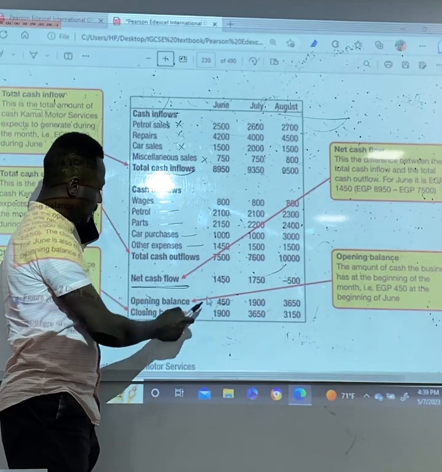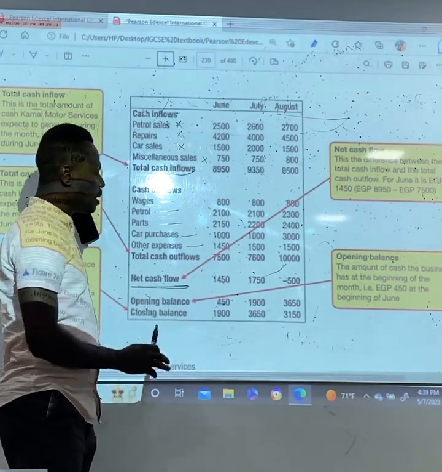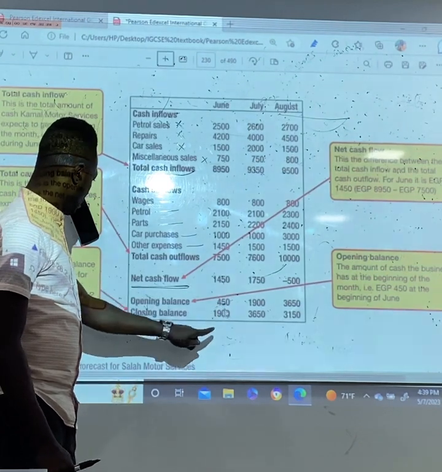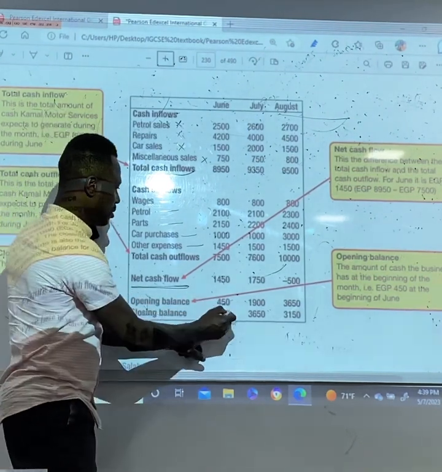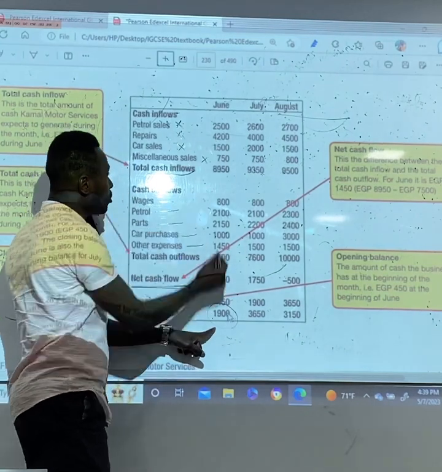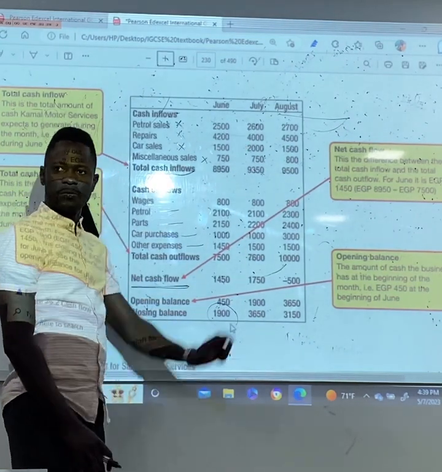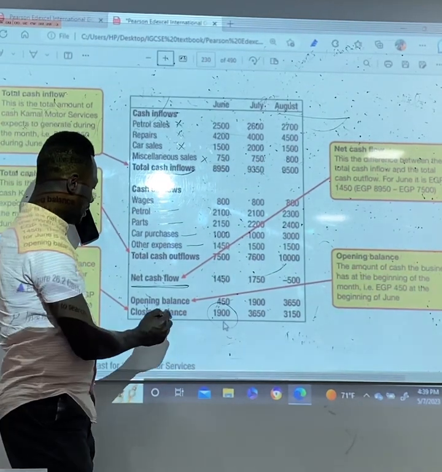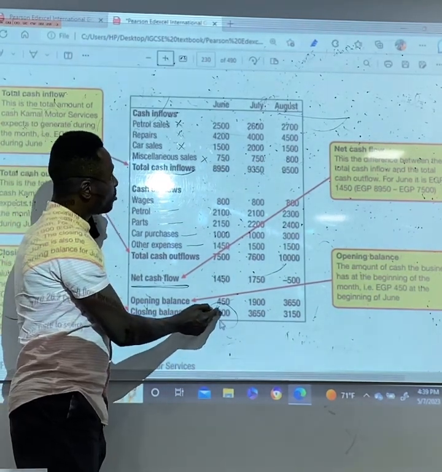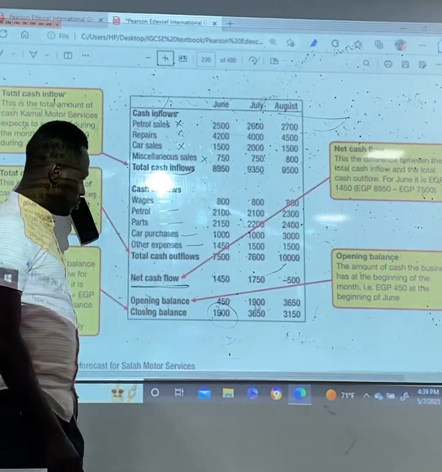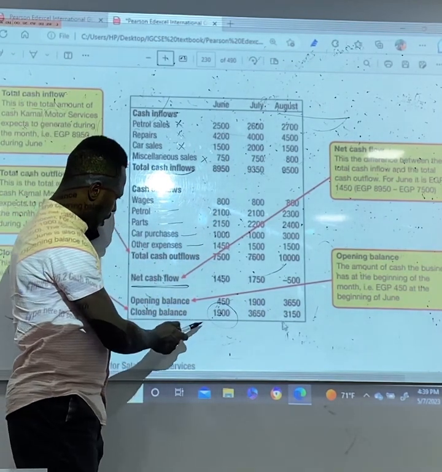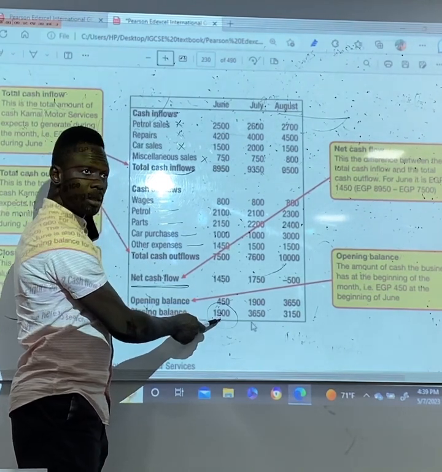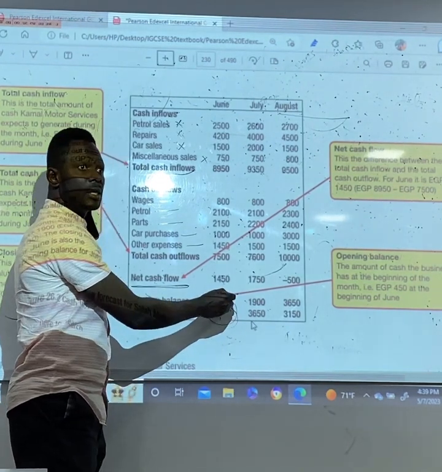Our opening balance is, okay, we have our opening balance. You have to take note of the closing balance here. The closing balance here for June will be the opening balance for July. You get what I'm saying there? The closing balance for June will be the opening balance for July. So here we say we have 1,009. Closing in June, and then July.